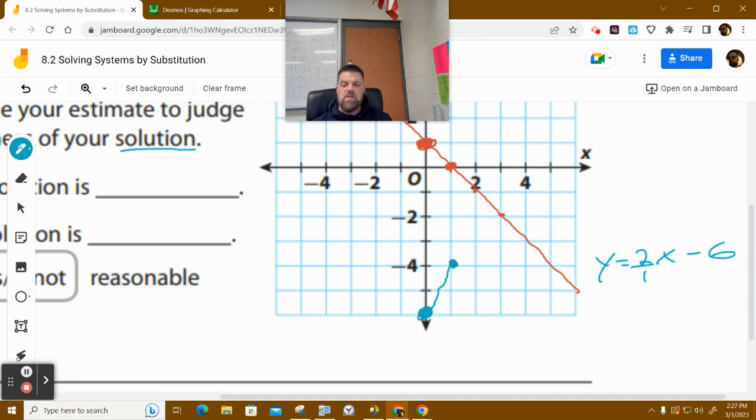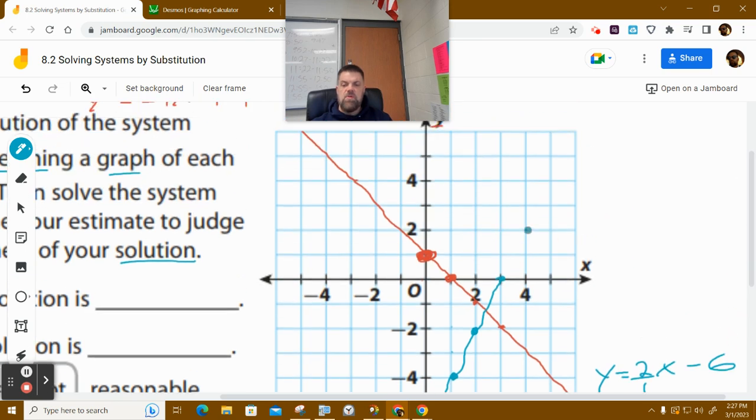From there, guess what I'm going to do? I'm going to go up 1, 2, and over 1. From there, I'm going to go up 2 over 1. And from there, I'm going to go up 2 over 1 again and again. So I'm just going to draw my line through those points.